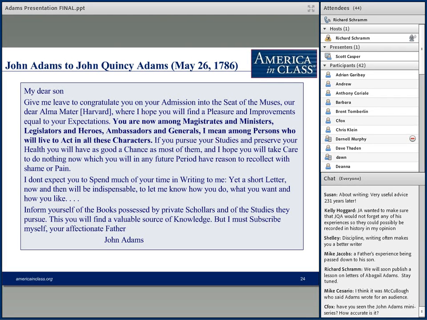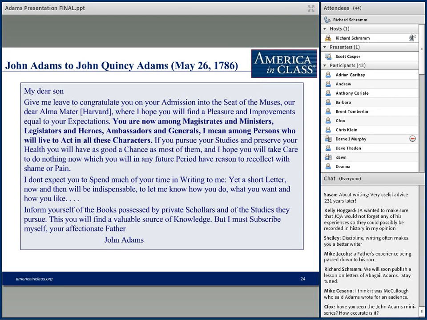What do you notice about this letter? What's new, what's different about this letter from the ones we've seen before? Okay. Kelly suggests that John Adams seems very proud of his son and his accomplishments, and I think that's very much true here, congratulating him on getting into Harvard, which was, of course, John Adams's own alma mater. John Adams is releasing the reins.